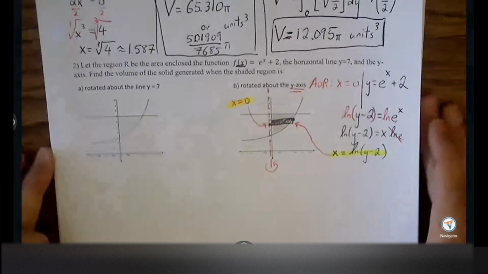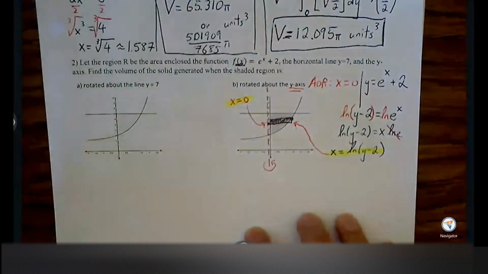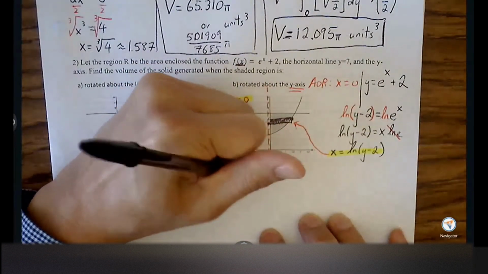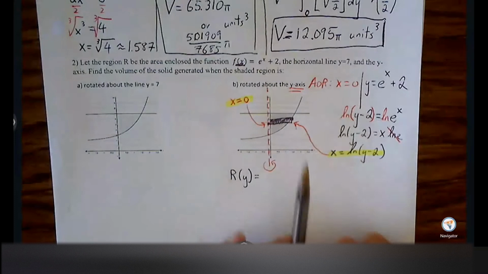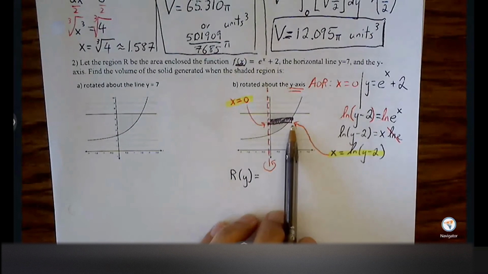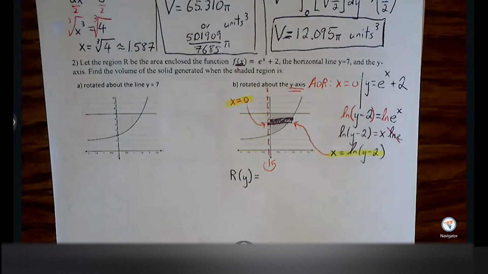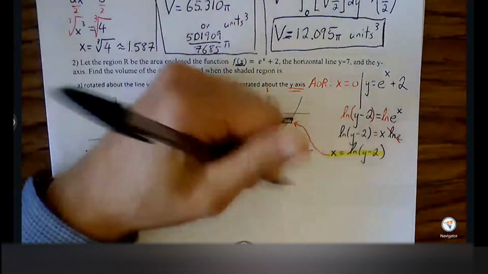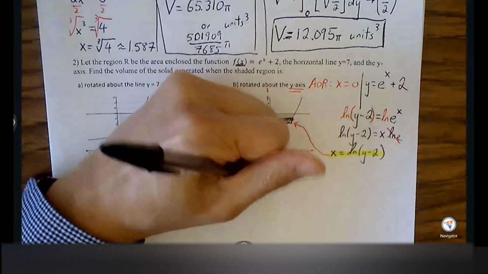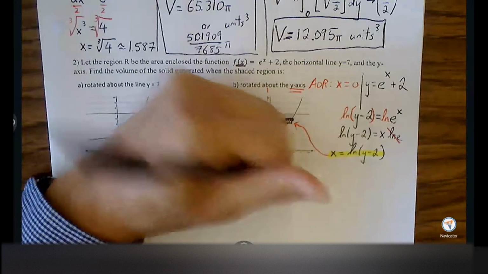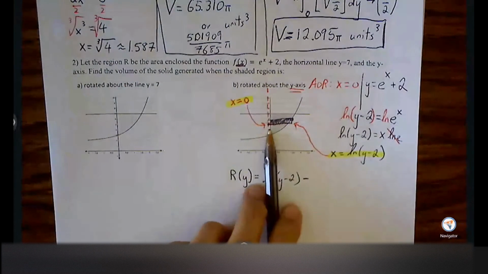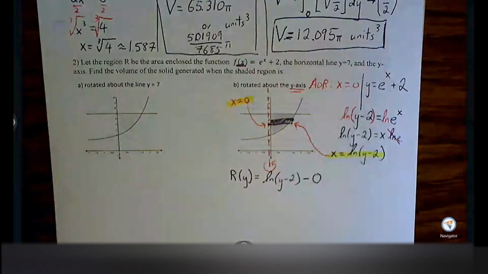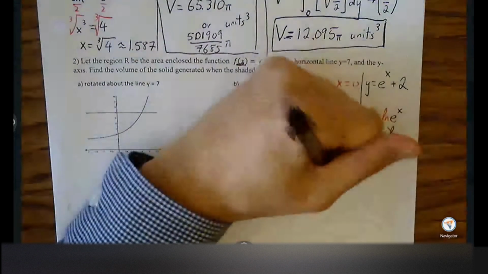Okay, let's build our radius equation, our radius expression. Right minus left. The right endpoint of my radius is sitting on which graph? ln y, natural log of y minus 2. Minus, right minus left, the left endpoint is at 0. We can drop the 0 safely.